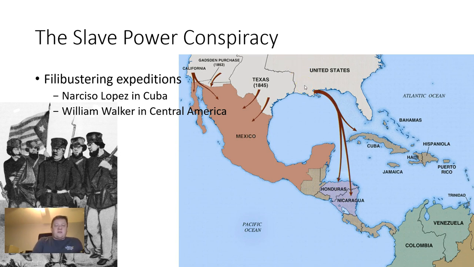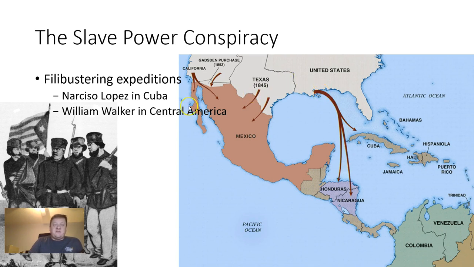Now, there's a law in place which says that private citizens cannot conduct diplomacy on behalf of the United States. Private citizens cannot go to war on behalf of the United States. It's illegal. And so both of these guys, when they got sent back to the United States, Northerners wanted these guys to be put on trial for violating neutrality laws and to go to jail for these activities. Local juries, though, in the American South, whenever these guys got put on trial, came back with not guilty verdicts.